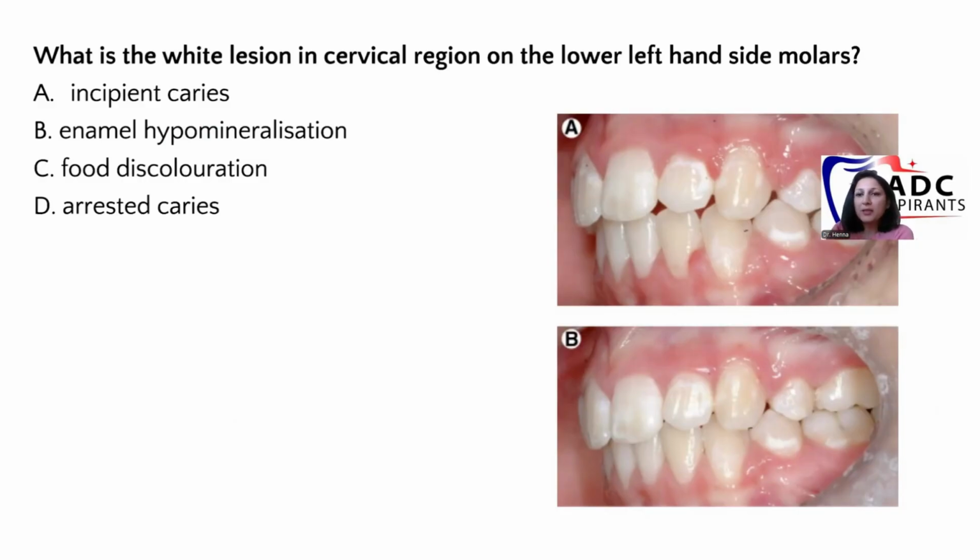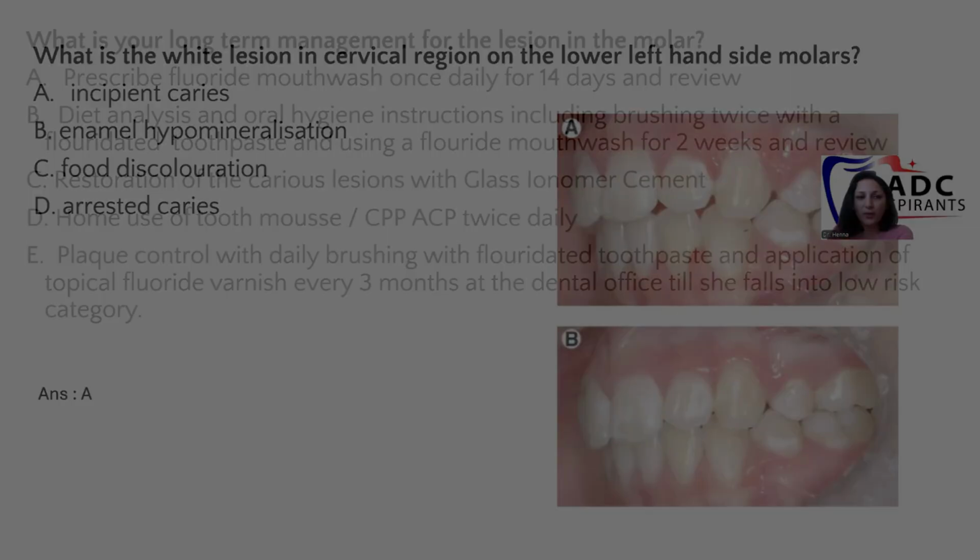For me, this is a clear-cut case of incipient caries because of the way it looks, right? So the correct answer here is A. But I do recommend, if you're not well versed with MIH and enamel hypoplasia, it is one of the most important topics, not just for the examinations, but for you to make your diagnosis better when it comes to caries.